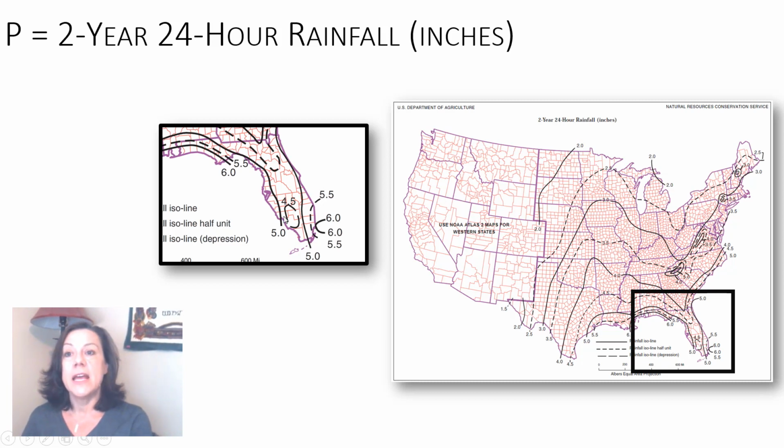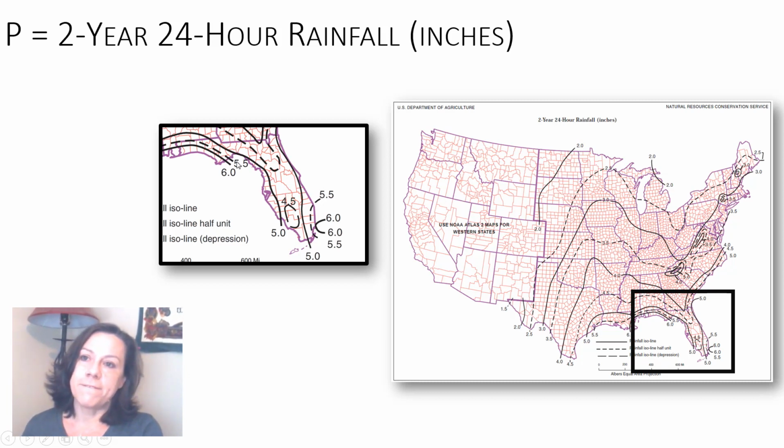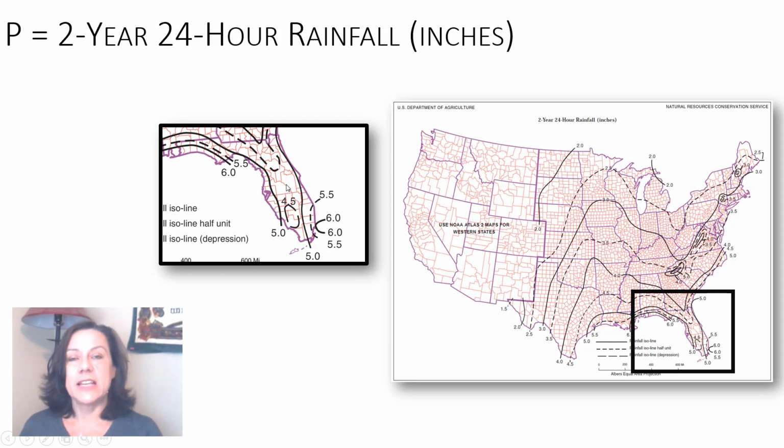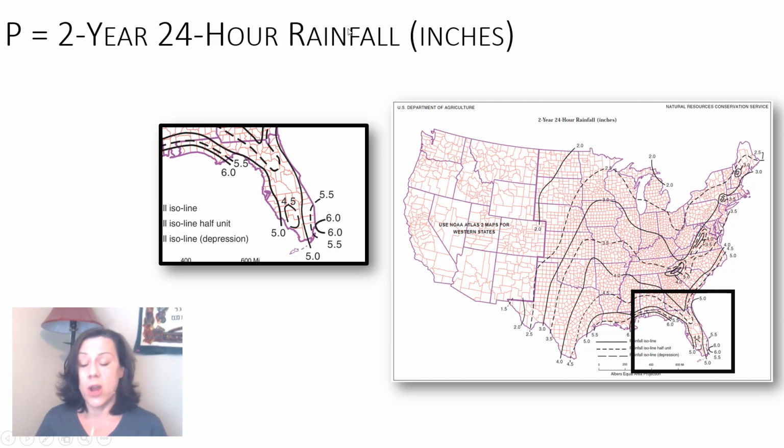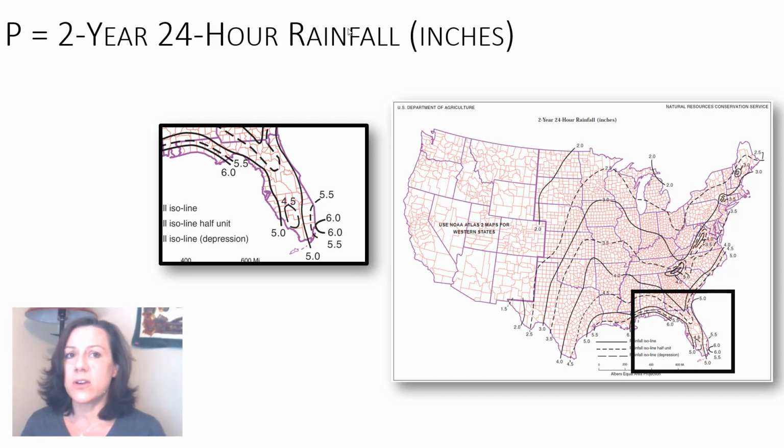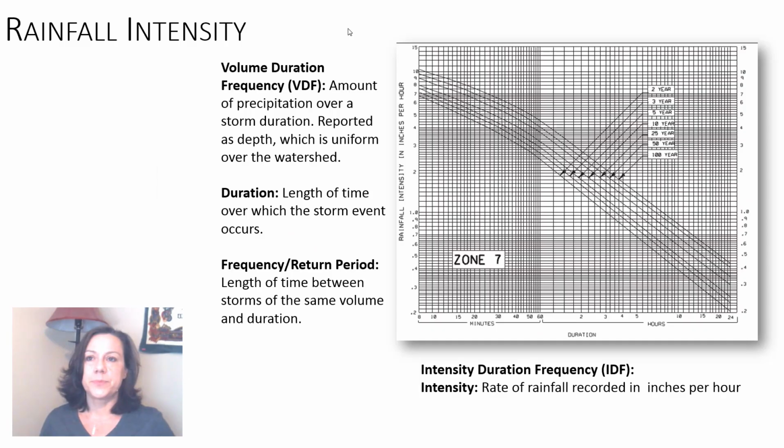So I blew up a picture. If we're looking at Osceola County, here is 5.5, here is a 5, a 4.5. So we're looking at maybe a 5.5 event. So as in inches per hour, I'm sorry, is in inches of rain for a 2-year 24-hour. We'll have these for the 10-year, the 50-year, the 25-year, and the 100-year.